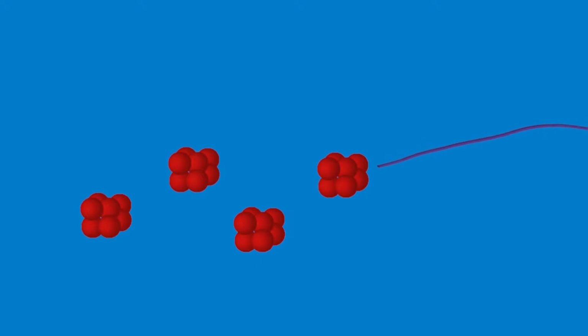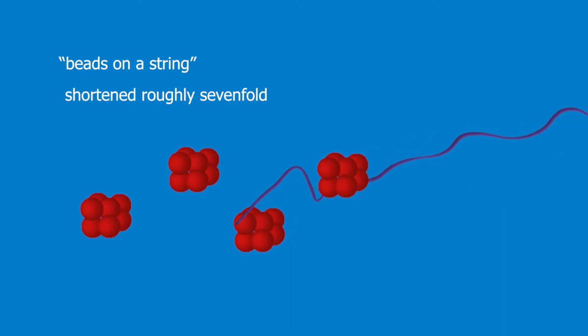DNA continuously wraps around the nucleosomes, forming a structure often likened to beads on a string. At this point, the DNA is shortened about 7-fold. This means that if a piece of DNA was 1 meter long to start, it would now be 14 centimeters long. This is much better, but given the average cell is about 20 micrometers in diameter, more still needs to be done.